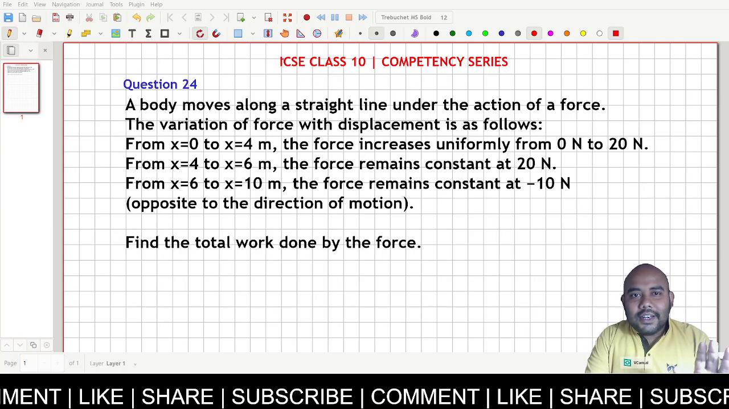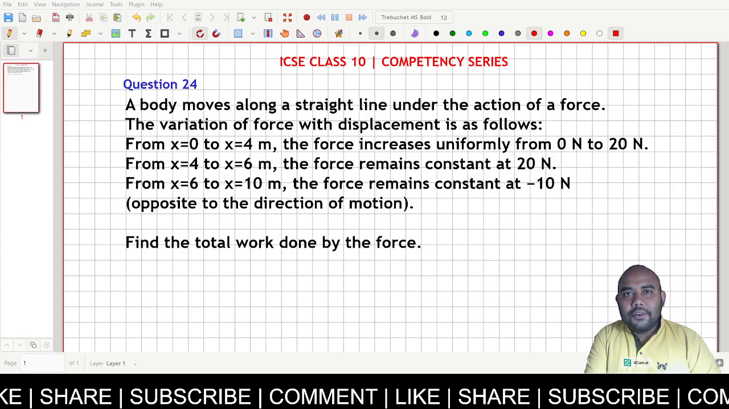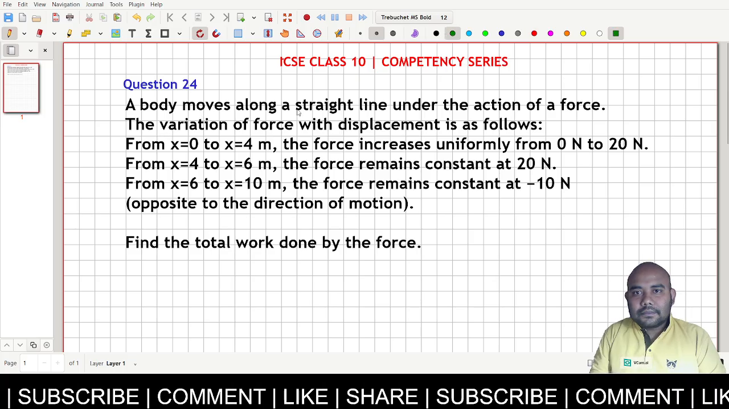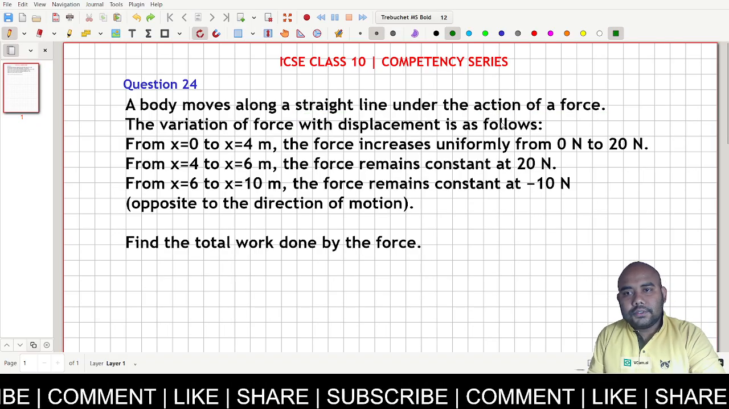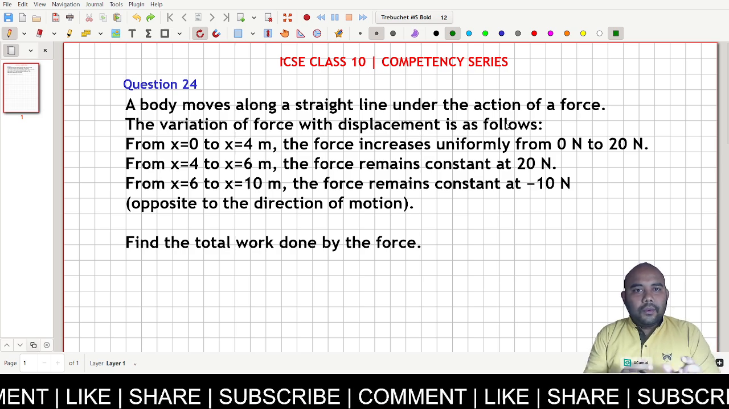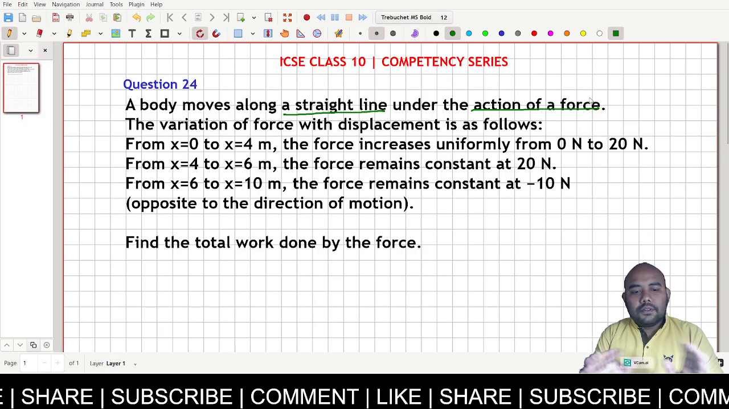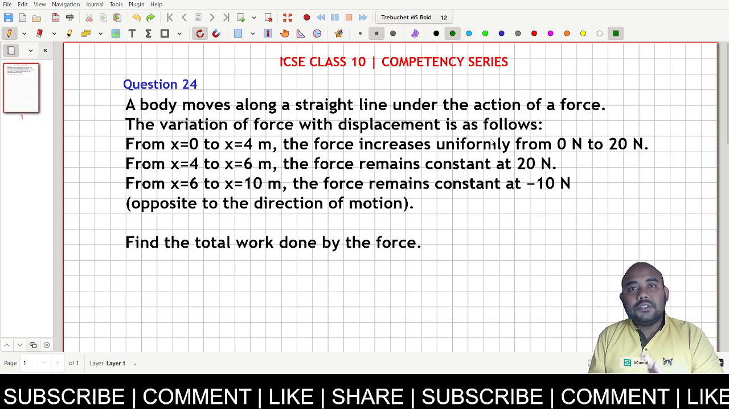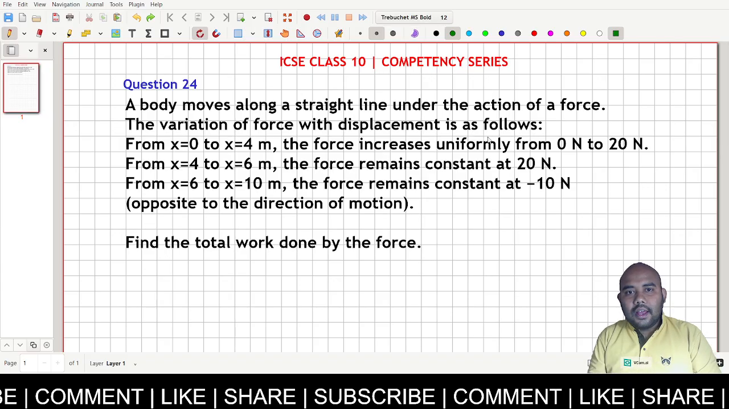Okay, so let us begin with question 24 now, and let us see what is asked in this question, and let us try to solve this. A body moves along a straight line under the action of a force. Pretty simple to understand the first sentence. There is a body which is moving in a straight line, under the action of some force. The variation of force with displacement is as follows. Now you see how the force varies along with displacement.